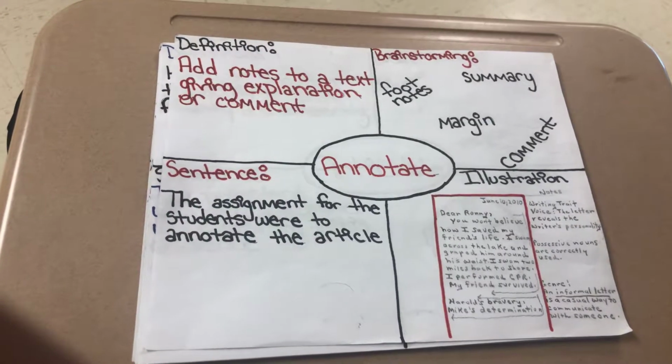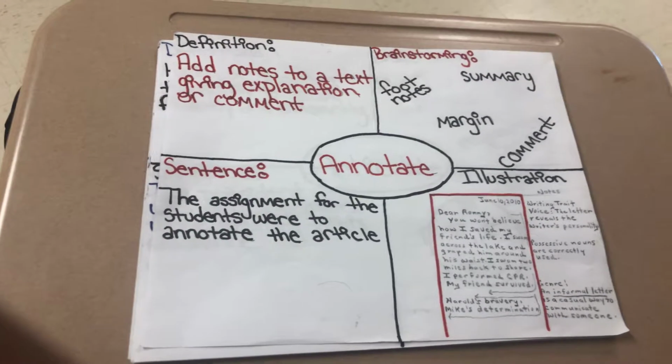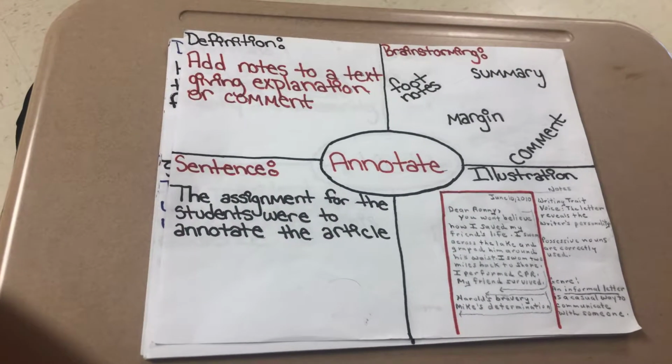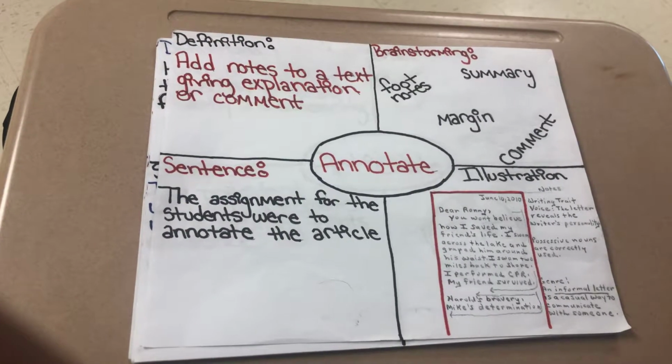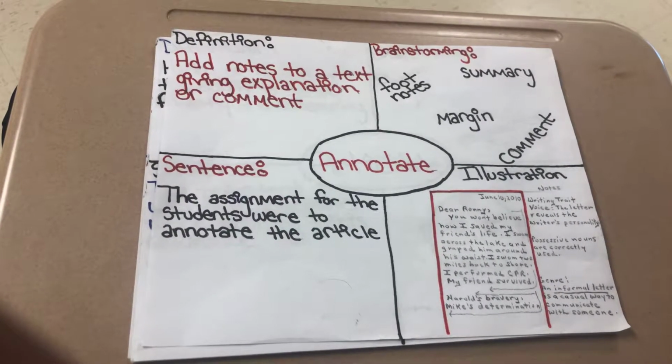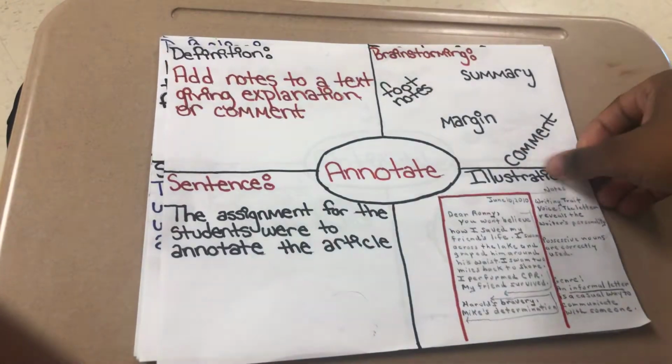Our first word is annotate. The definition is to add notes to a text, give an explanation or a comment. Our sentence is, the assignment for the students was to annotate the article. Some words we have are footnotes, margin, comment, and summary. The picture is showing students annotating this article.